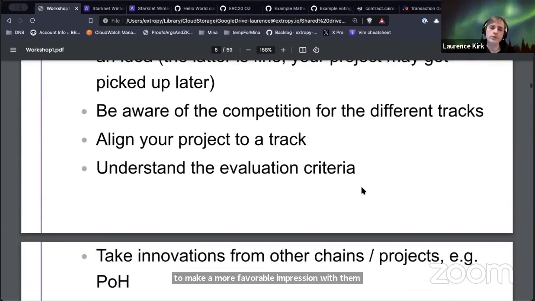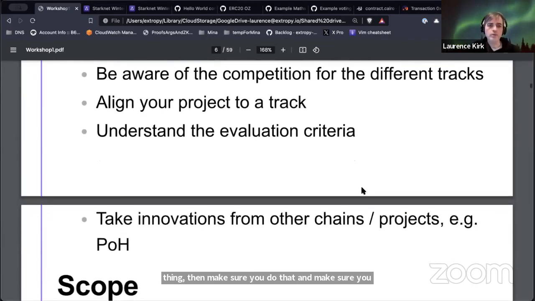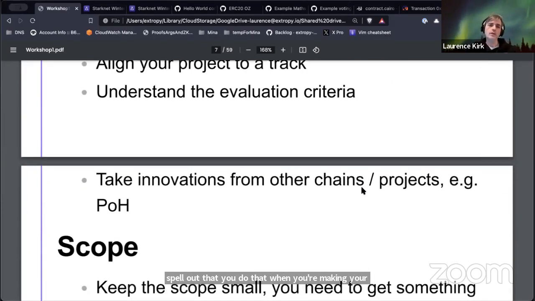And also, you need to understand the evaluation criteria. So if they say yes, you have to use this particular technology and you have to do it in this particular way or achieve a particular thing, then make sure you do that and make sure you spell out that you do that when you're making your presentation. Now, this particular hackathon is based on a particular ecosystem.